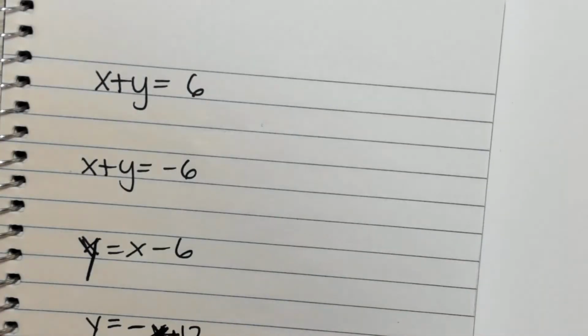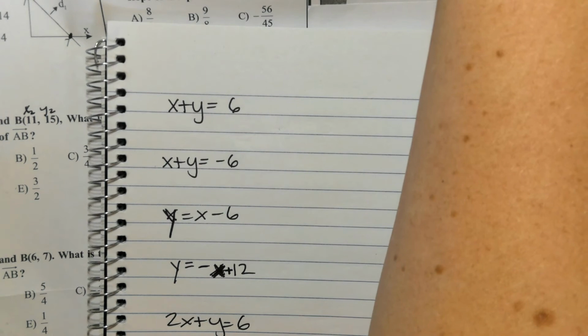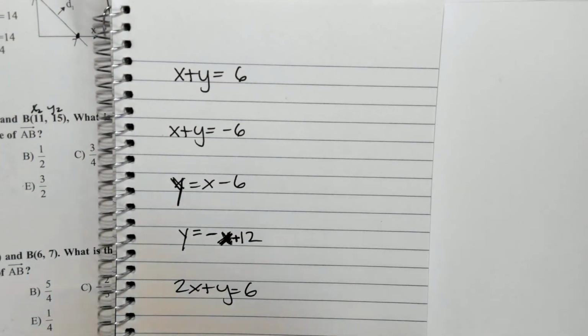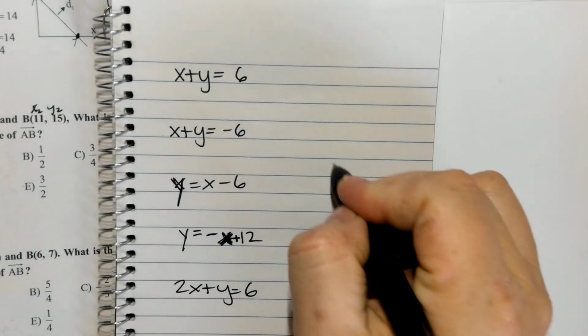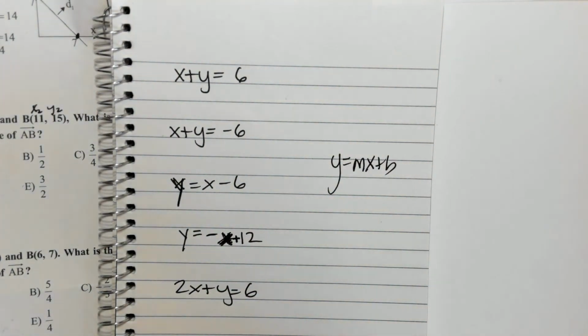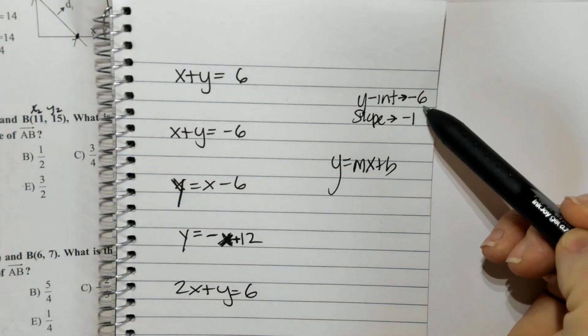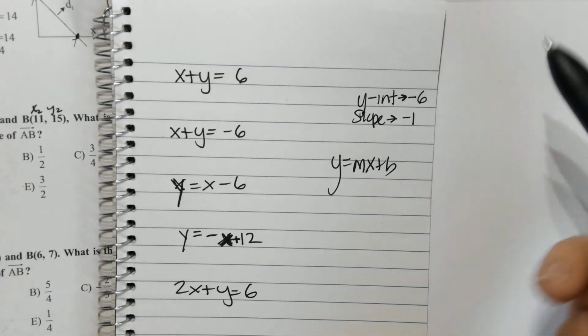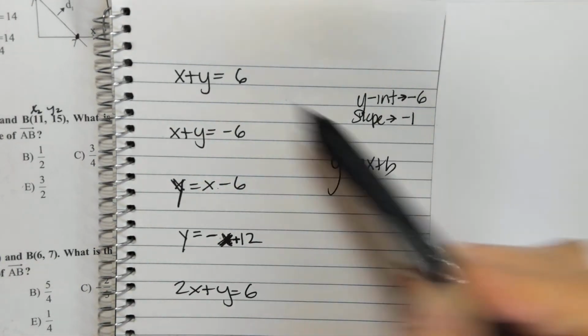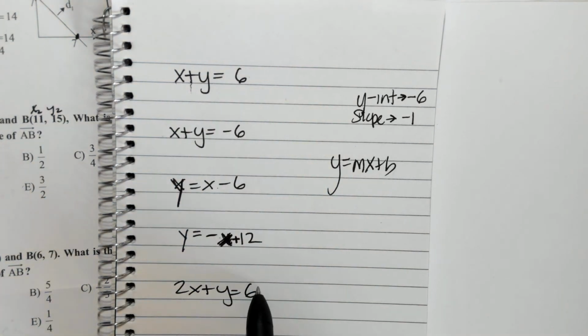Remember, we're always trying to find the quickest way to do this problem. So are any of these already in the form y = mx + b? And I see 2 of them are. I do want to write down again the things we know. We know the y-intercept is -6 and the slope is -1. So option C and option D are already in this form. They don't have to move an x across.